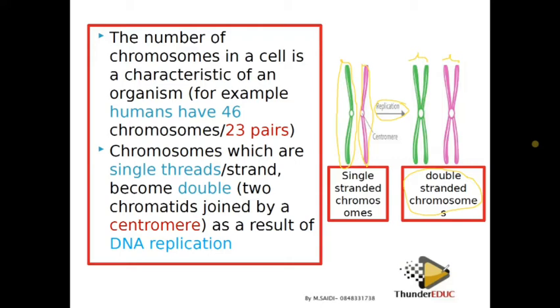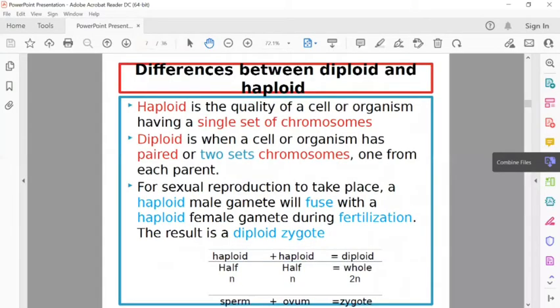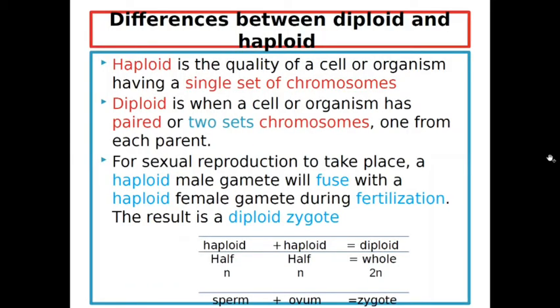Okay, and then we move to the next slide. Now the next slide, we are now looking at the differences between diploid and haploid cells. You need to know these terms, grade 12 learner.